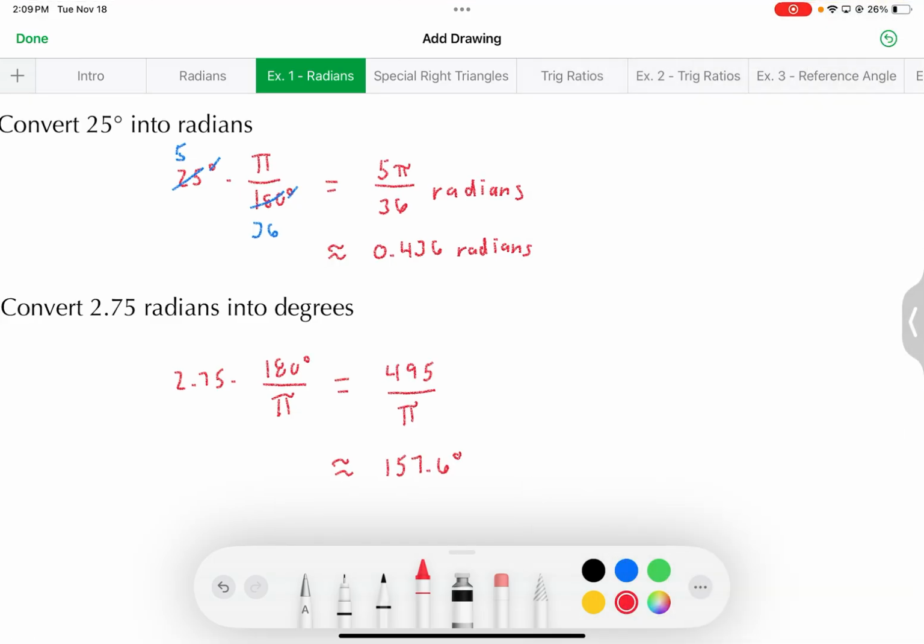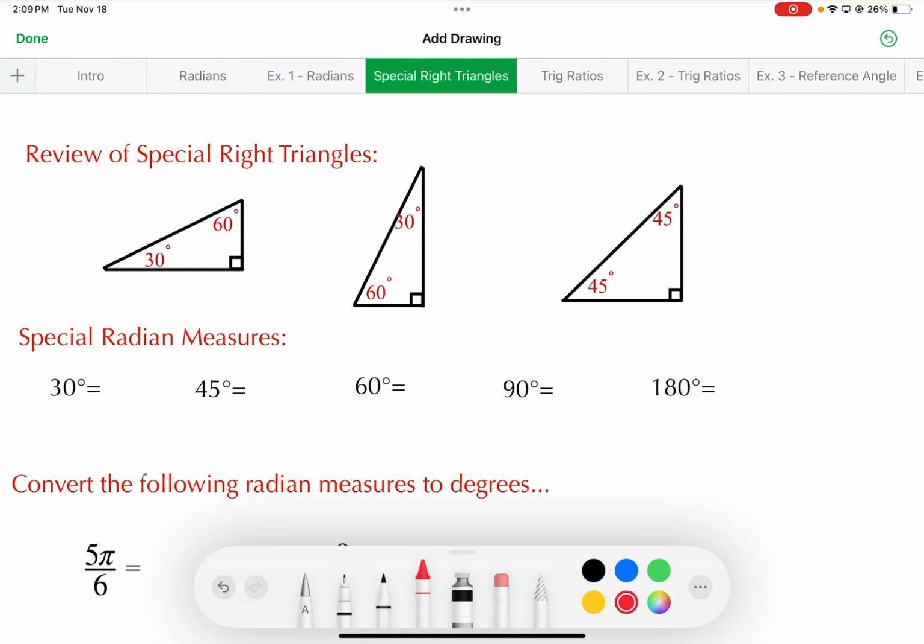Okay, so consider what that means. To create an angle of approximately 157 degrees, almost 158 degrees, I have to wrap the radius of the circle around 2.75 times from initial side to terminal side. Okay? All right, special right triangle review.